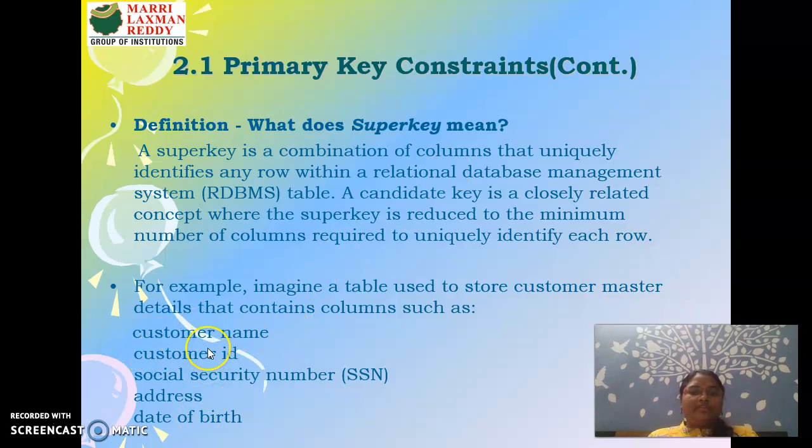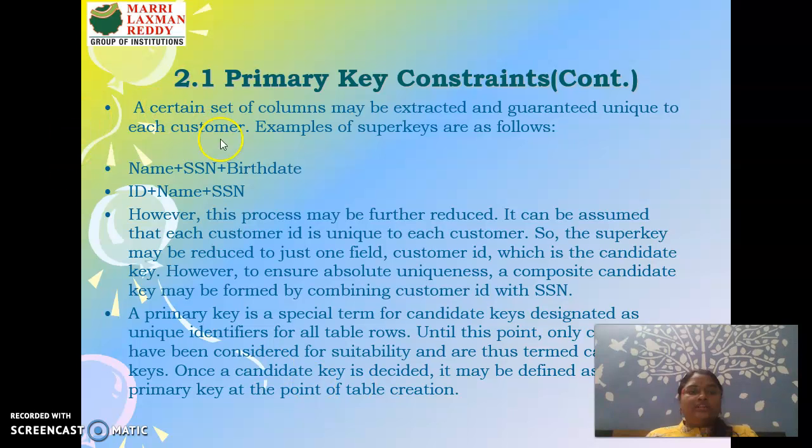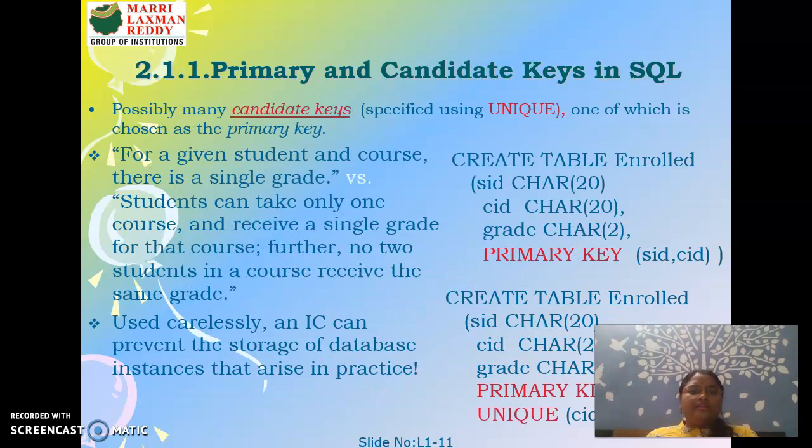These are the examples of super key. Combinations: customer name, customer ID. You can go with customer ID plus name plus SSN number. In America, social security number is just like an Aadhaar number. In the US, SSN number is used. Most textbooks are American, so they mention SSN, social security number. See here the combinations of super key: name plus SSN plus birth date, ID. Many combinations exist, only a few have been shown here, right?